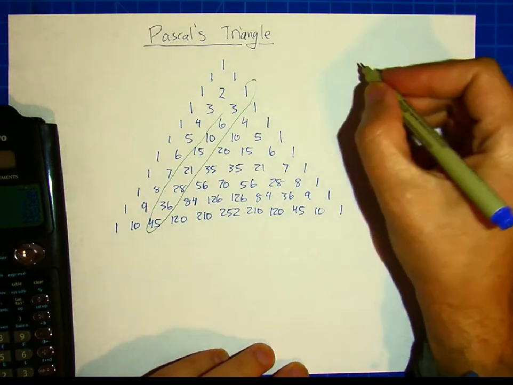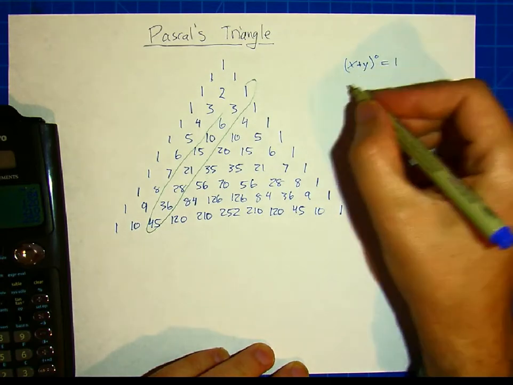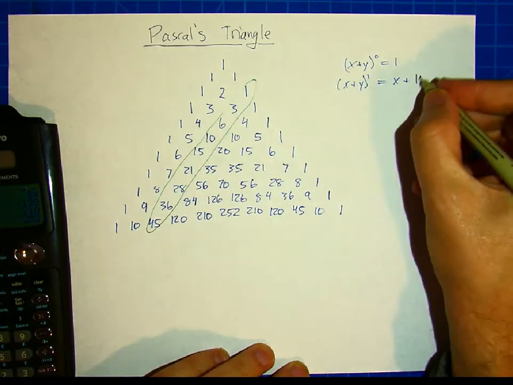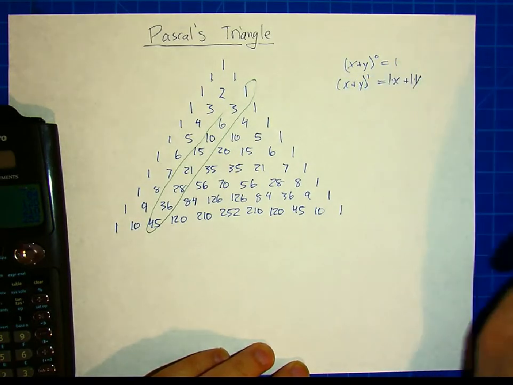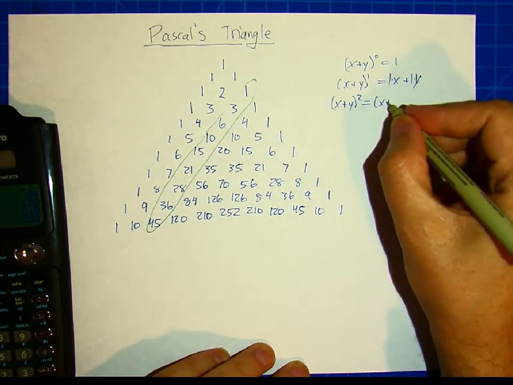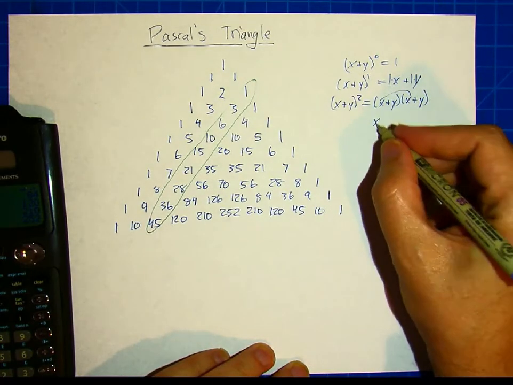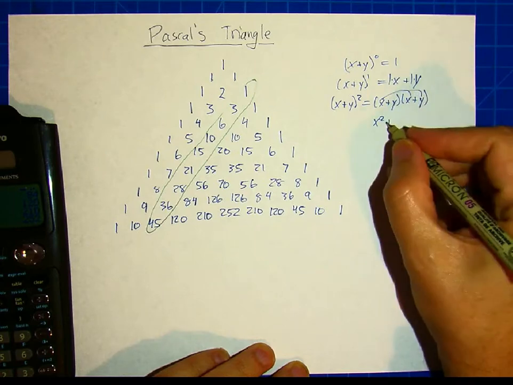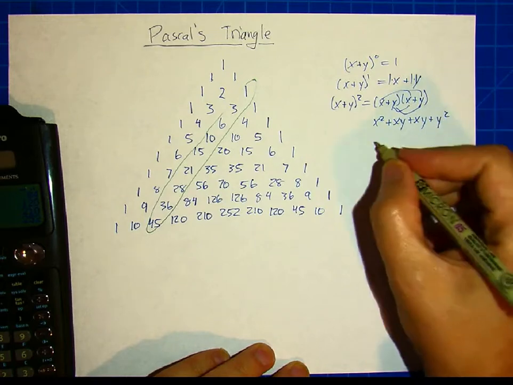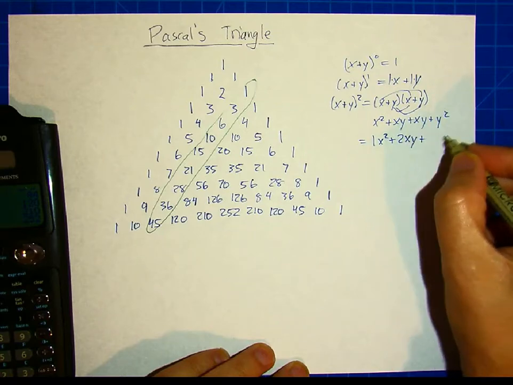So if we take something like x plus y to the 0th power, we get 1. X plus y to the 1st power, well, that's just x plus y. Or you can think about that as 1 times x plus 1 times y. If we take x plus y squared, you might remember doing something called FOIL in a previous algebra class. So you do the first 2, x squared, the outside 2, plus xy, the inside 2, also xy, and the last 2, plus y squared. You combine those, you get 1x squared plus 2xy plus 1y squared.